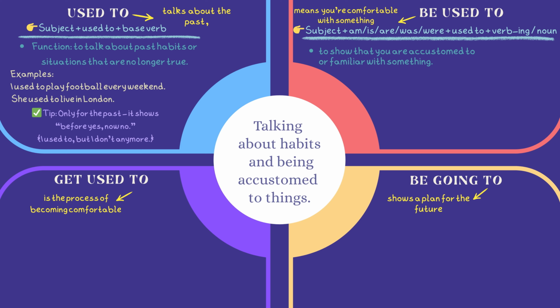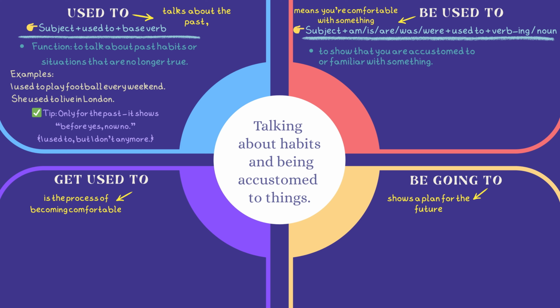3. Get used to plus verb-ing or noun. Structure: subject, get, got, will get, plus used to plus verb-ing or noun. Function: to show the process of becoming accustomed to something. Examples: I'm getting used to living in Brazil. He got used to driving on the left.